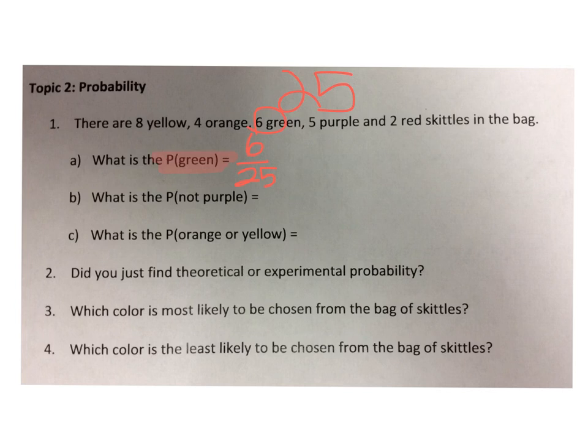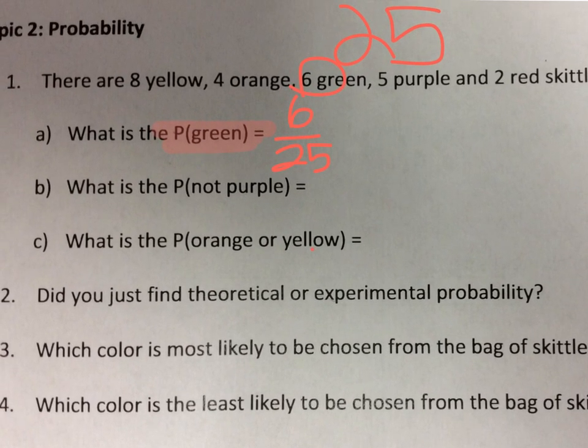So now let's look at part B. It says, what is the probability of not purple? So think about that for a second. What does that mean? Not purple means I'm going to get yellow, orange, green, and red. So what is 8 plus 4? That's 12. Plus 6 is 18. Plus 2 red Skittles gives me 20. Okay? So I have 20 out of 25. Now that one can be reduced. 5 goes into both the numerator and the denominator. So 20 divided by 5 is 4, and 25 divided by 5 is 5.